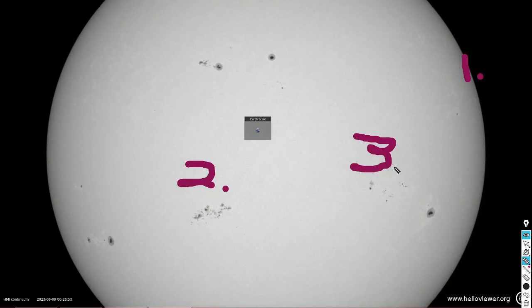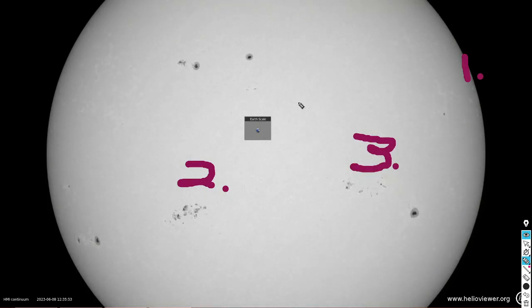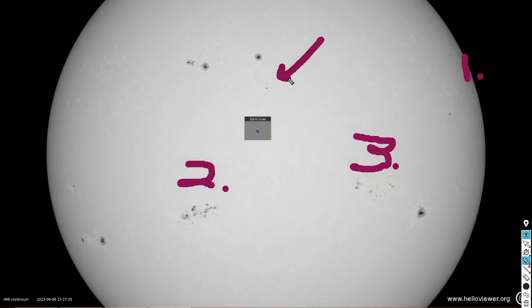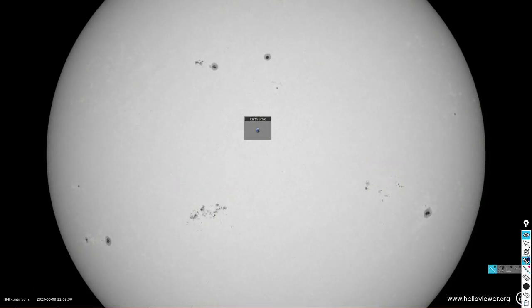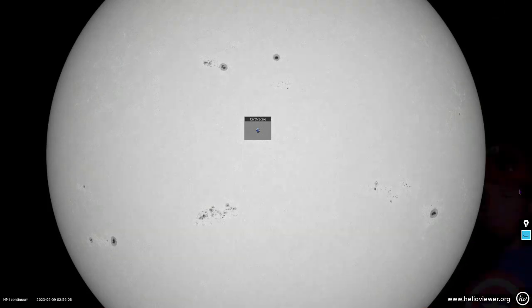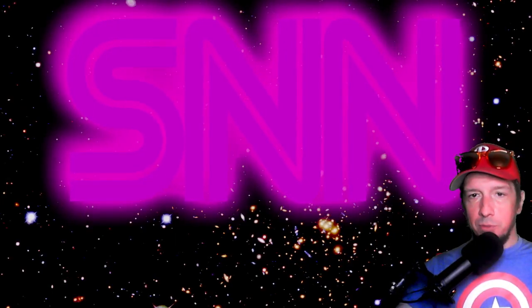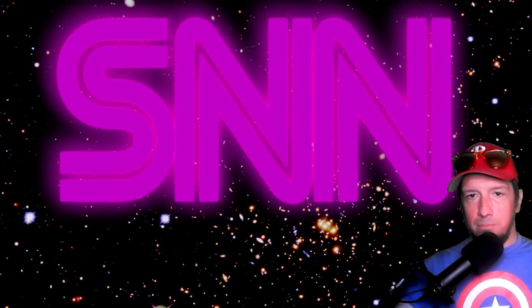That looks like a magnetically complex sunspot group to me. This one here has got some potential as well. I see a lot of umbra there. They are likely of opposite polarities. And don't worry, again, we'll show you high-res imagery of that a little bit later in the video.